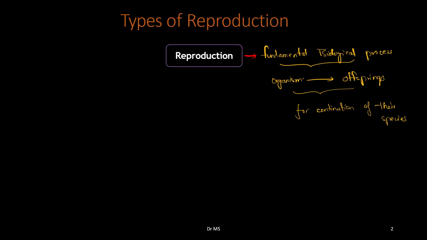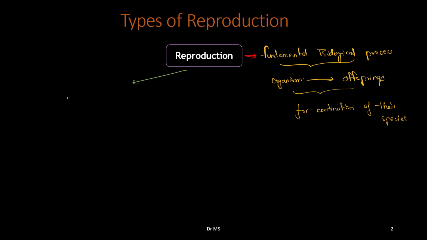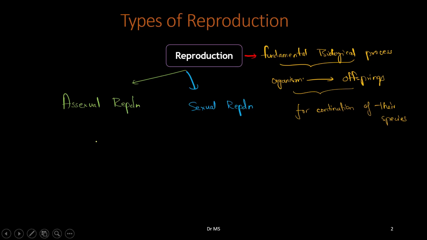Reproduction can be of two types. One is asexual reproduction, the other one is sexual reproduction. So what is asexual reproduction? Only one parent is involved, and whatever offspring are produced are genetically identical to each other and to the parent. So remember, only one parent is involved.